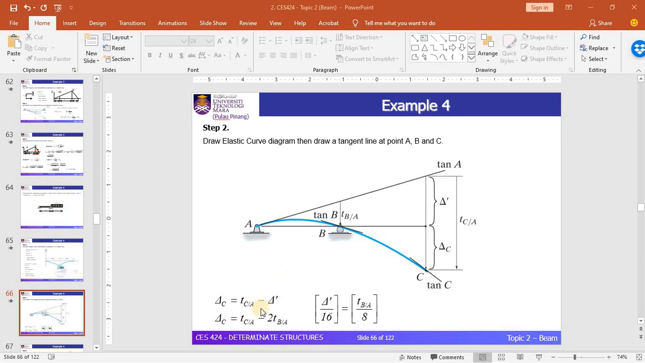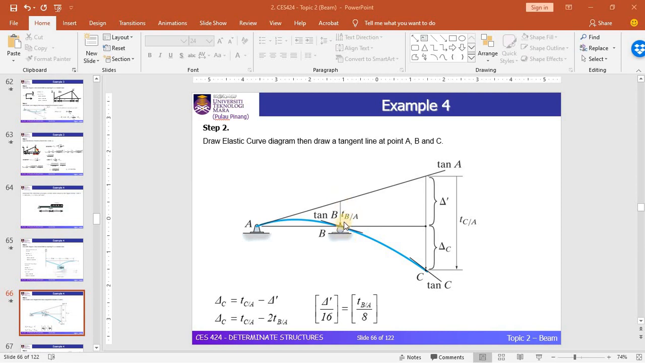This equation is taken from this particular elastic curve diagram, where TCA minus delta prime. How can we get this equation from the elastic curve diagram? You can see that for point B we have a TBA, and for point C we have a TCA, which are vertical deviations. Based on the definition, vertical deviation is the distance between the tangent lines towards the deformed point.